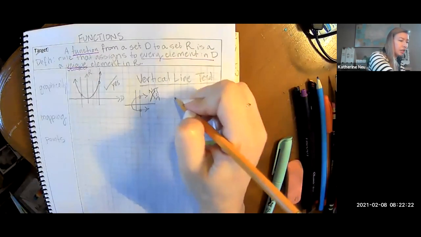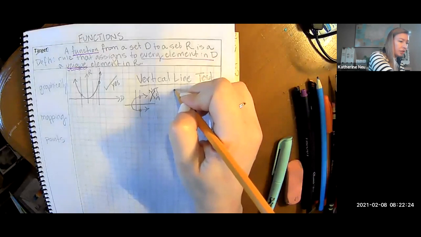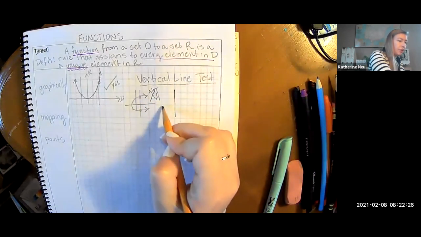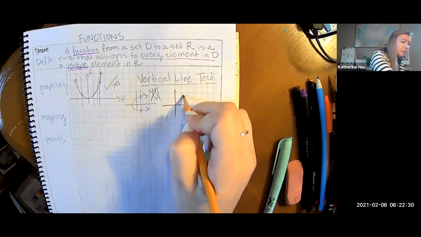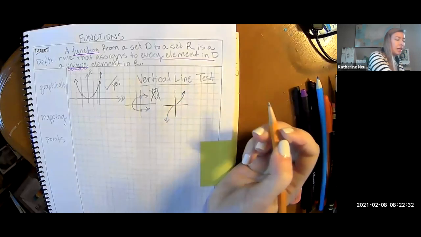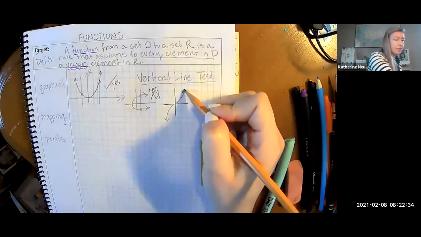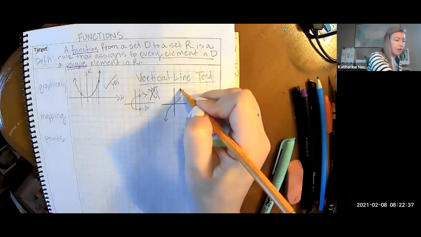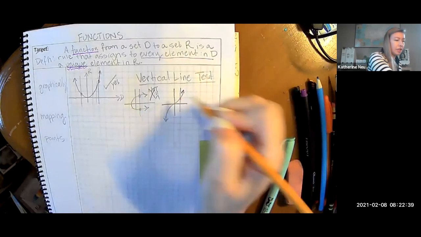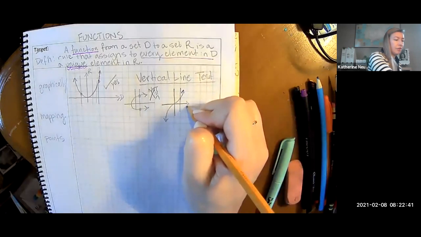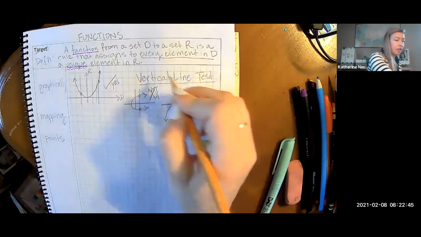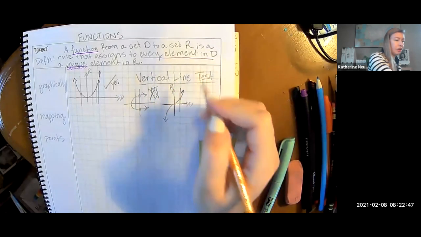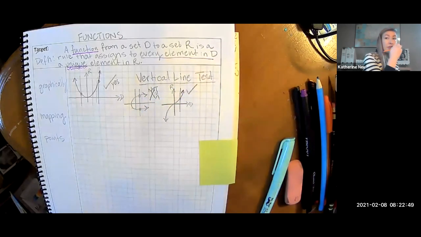So let's see. Another example. What's another one that you know, the equation x cubed, cubic function? Again, this looks like it's getting really steep, but no matter where I drop that line down, it's only going to hit 1 point. So for every element in D, I only have one unique output in R. So yes, this is a function.